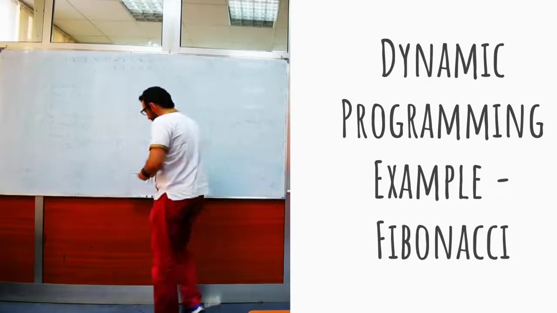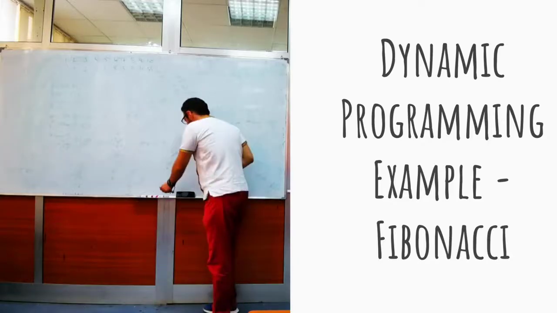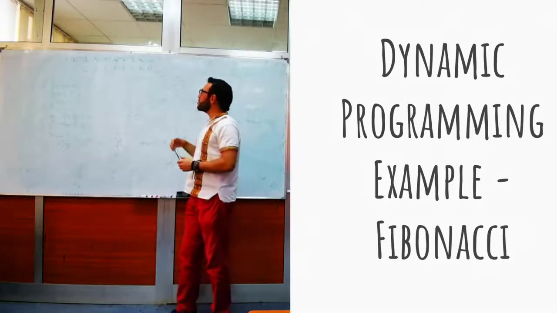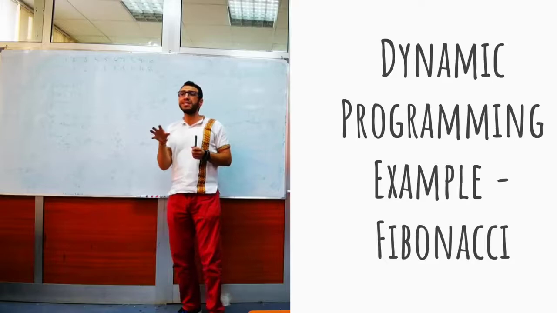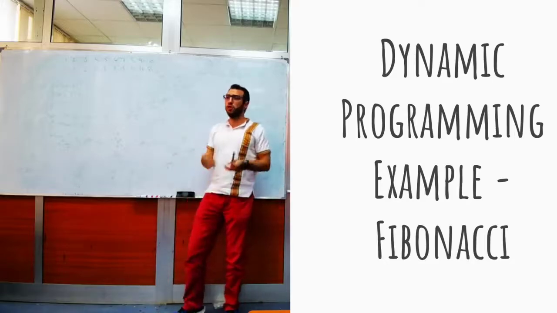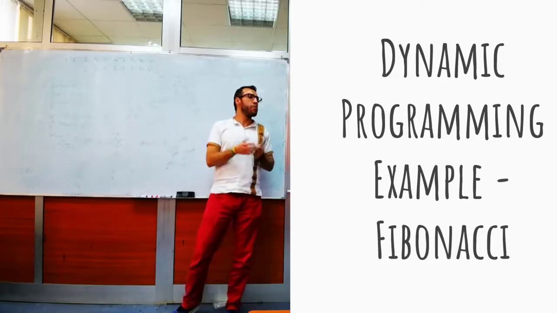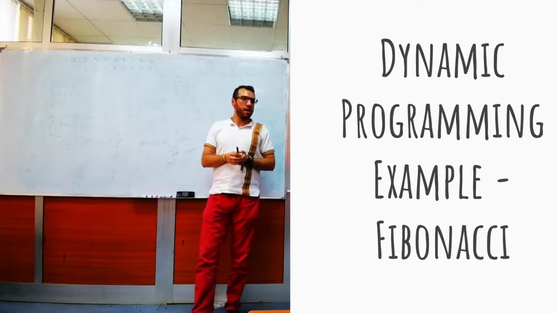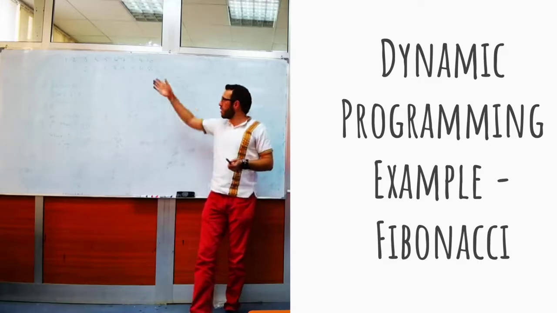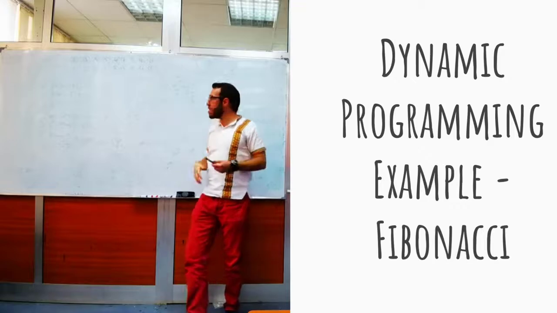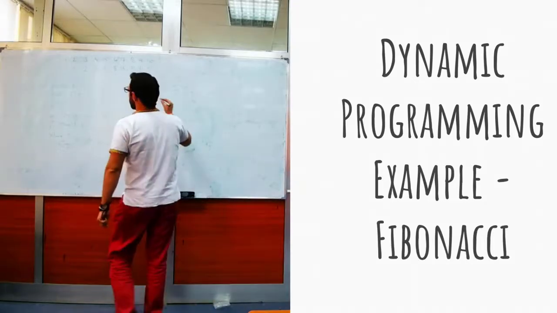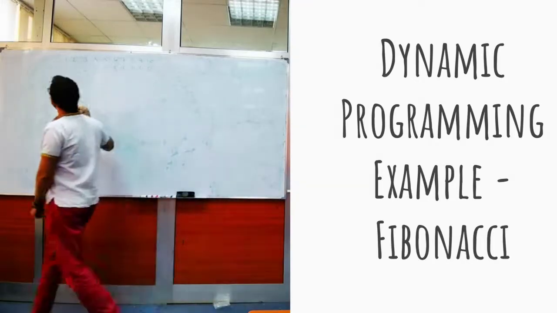So, as the name implies, in the bottom-up approach, we are going to start from the base values. What are our base cases for Fibonacci? 1 and 1, or like first and second element, right? So that's where we are going to start from.